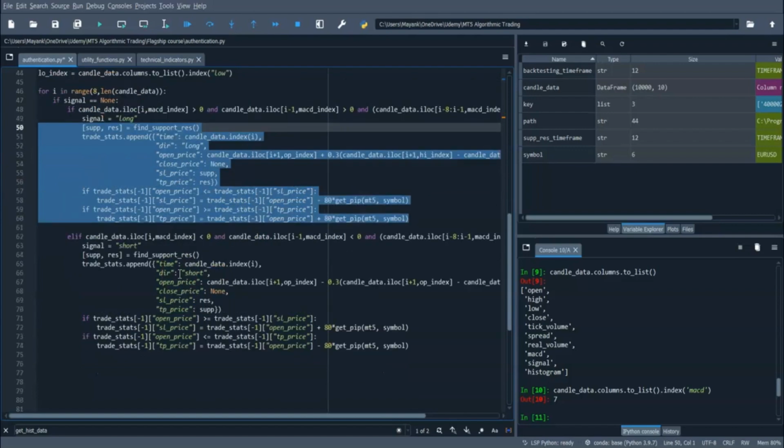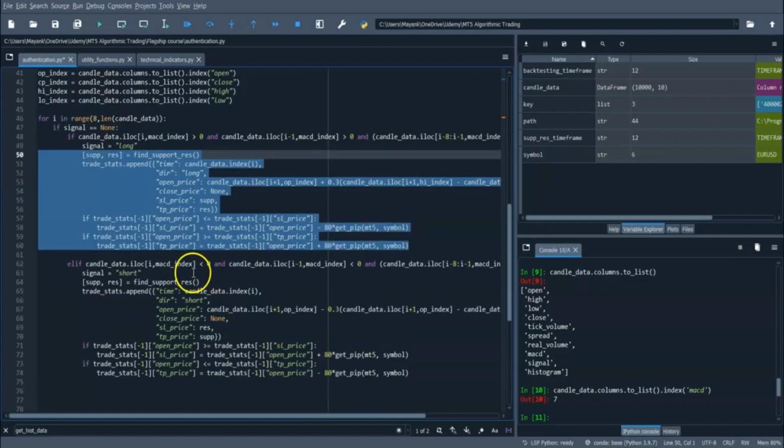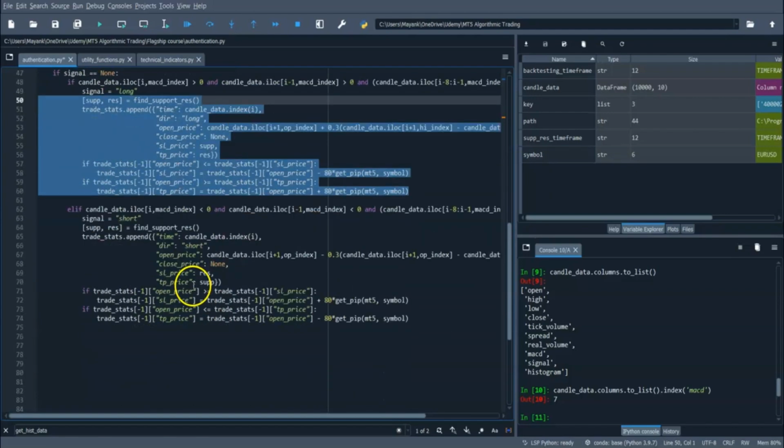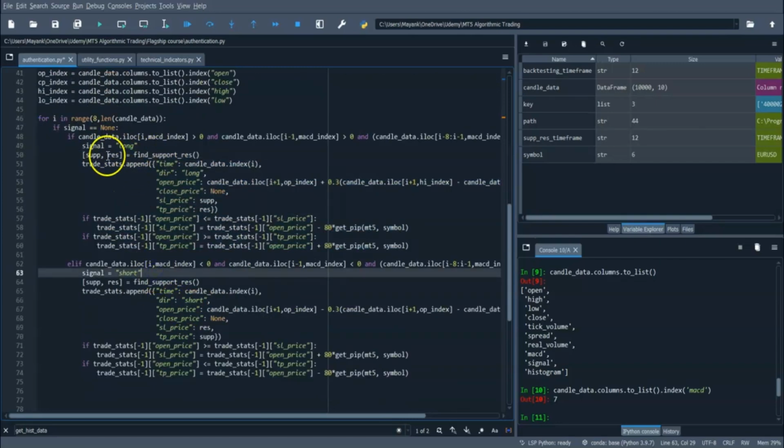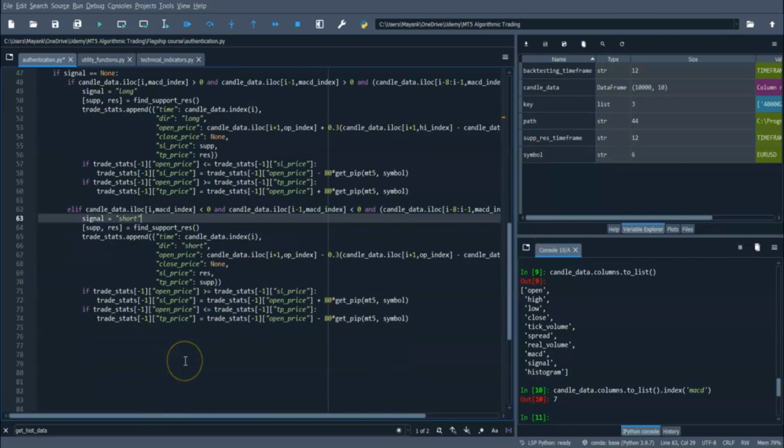I'll stop this lecture video now because this has become a bit lengthy. In the next lecture video, we'll continue this and see what happens if there is an existing signal, what steps we'll have to perform. So I'll see you in the next lecture video.